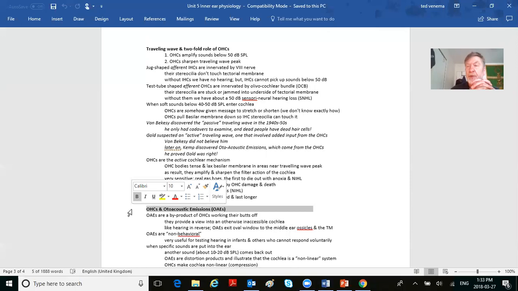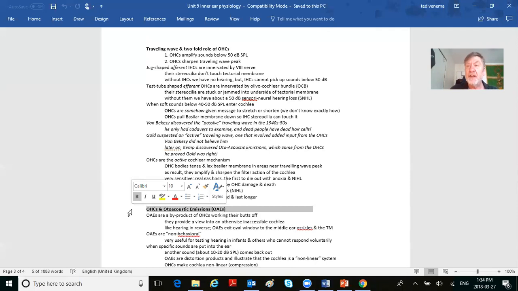OAEs, a byproduct of the outer hair cells working their tails off, doing that twofold action of sharpening the peak of the traveling wave and amplifying the peak of the traveling wave, okay? So the amplification especially takes place for soft incoming sounds below 50 dB and the sharpening thereof as well. So when you've got the sharpening of the traveling wave, you have increased frequency resolution.